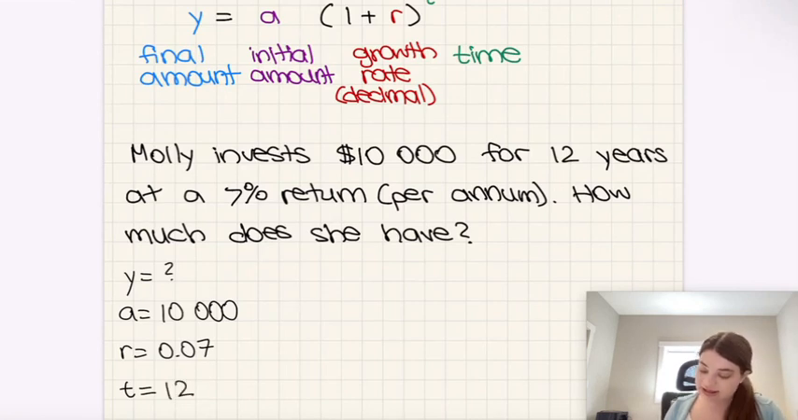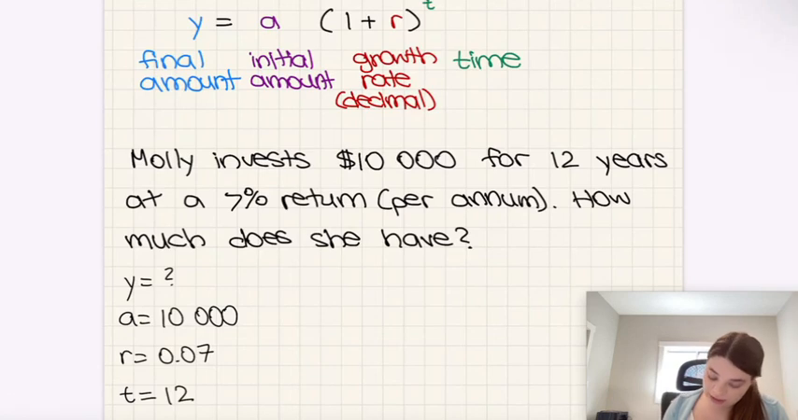And notice that here it says the 7% return is per annum, or per year, and she's doing it for 12 years. And so in this case, we don't have to convert the time, because we're talking about years in terms of the growth rate, and years in terms of the time. So we're using the same units for both, and that's what's important.